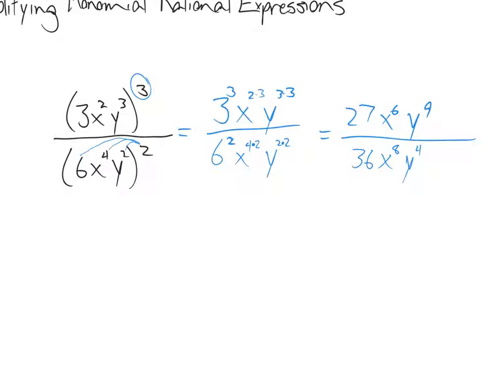Okay, so now the last step, we just have to reduce. What is 27 over 36 reduced down to? 9 over, no, not 9, 3 over 4. Yeah, they have a common factor of 9, so it would be 3/4. So 3 over 4.